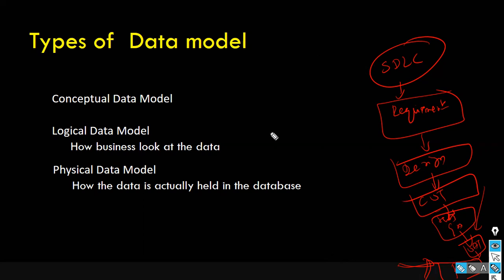So, coming to this point, when do we do the data model design in this software development life cycle? This is phase 1, phase 2, phase 3, phase 4, phase 5, phase 6. In which phase do we do the concept? At the end of the requirement gathering.